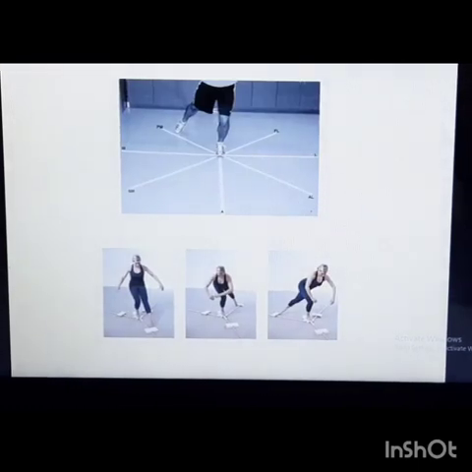See, the top one was this top picture. The above picture is a star excursion and the lower one is the Y balance test, which is an instrumental version of the star excursion balance test.